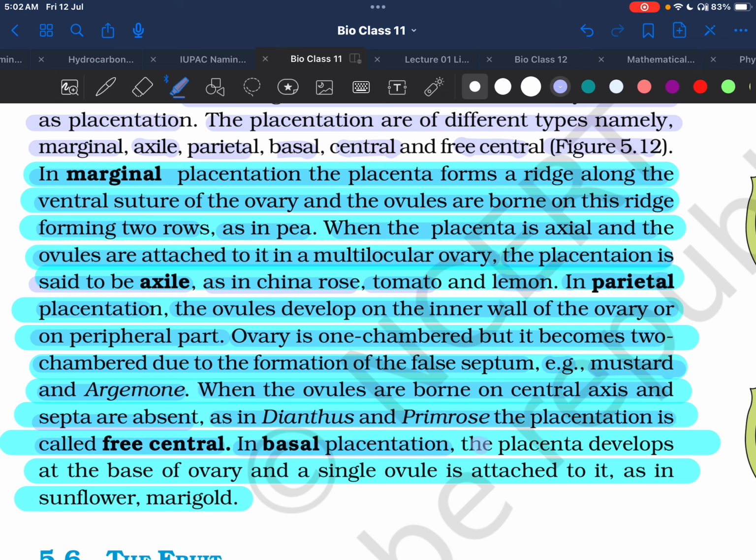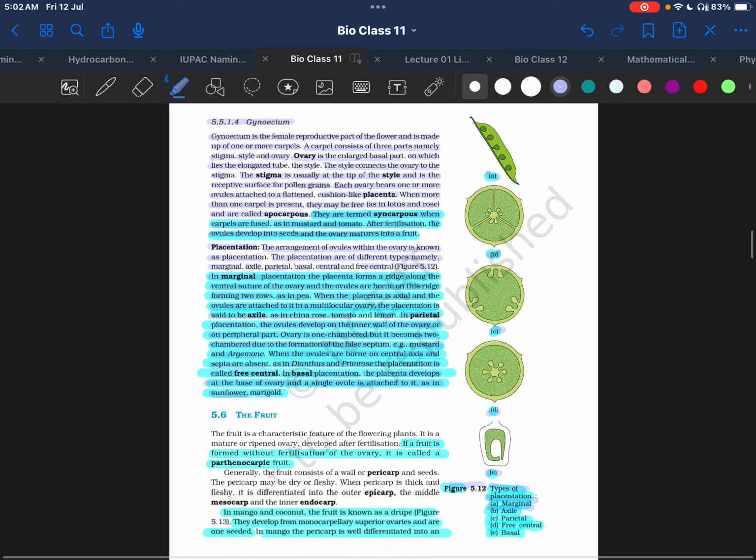In basal placentation, the placenta develops at the base of the ovary and a single ovule is attached to it, as in sunflower and marigold.